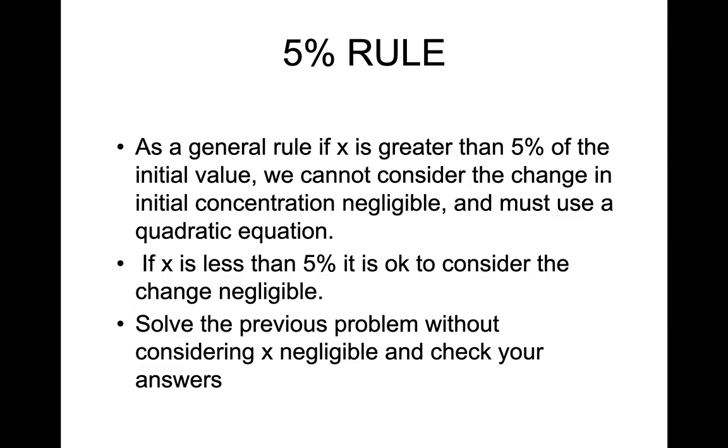Now, a note on that big assumption we made. We go by what's called the 5% rule. It says if x is greater than 5% of the initial value, so the initial concentration of our reactant, we cannot consider the change in that concentration negligible, and therefore we would have to use a quadratic equation to solve. However, if x is less than 5%, it is okay to consider that change negligible.